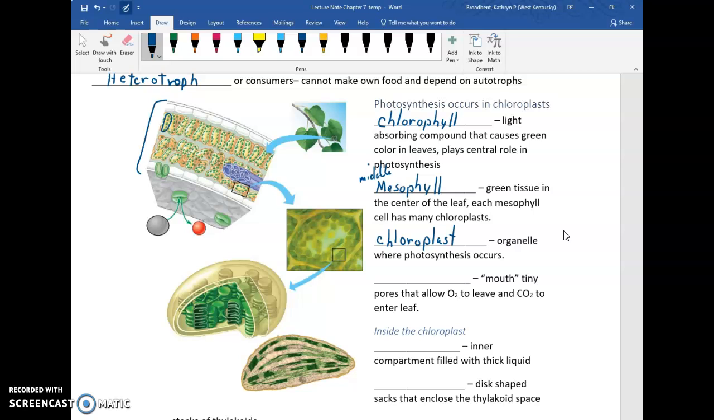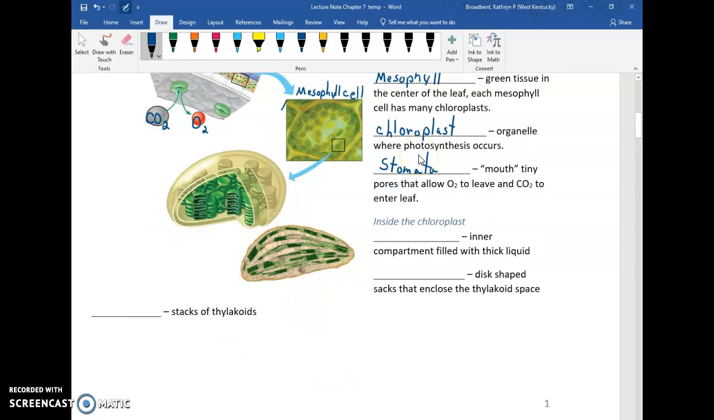Also, we want to note in this leaf, there are little holes or mouths called stomata. These are tiny pores that allow oxygen to leave the leaf. Remember, that's a waste product if you're a plant, and for CO2 to enter. Here we have a photograph, probably from a light microscope, of a mesophyll cell. And in the black box, we have a single chloroplast.